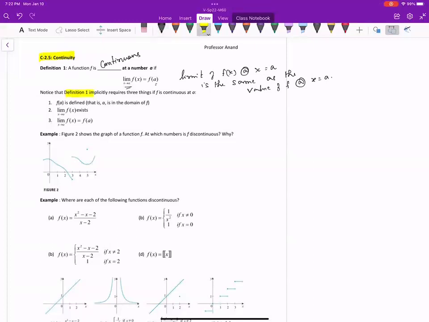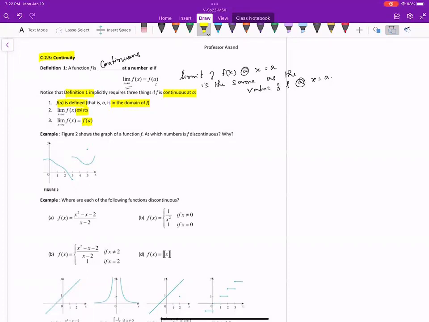Notice that definition 1 implicitly requires three things if f is continuous at a. First, f of a is defined, that is, a is in the domain of f. Second, the limit as x approaches a of f of x exists. Third, the limit as x approaches a of f of x not only exists, but it should be equal to the value of the function at a. These three things should happen.